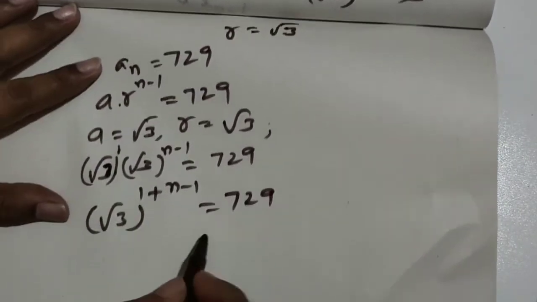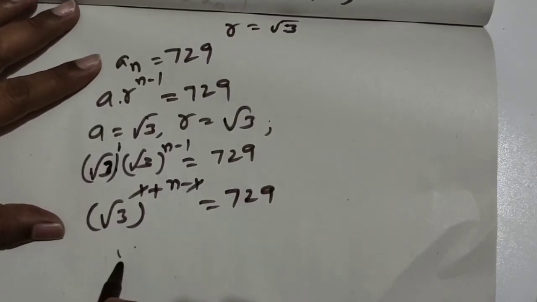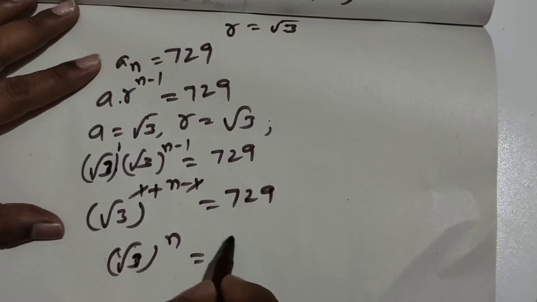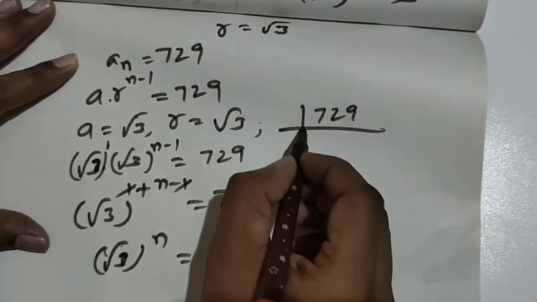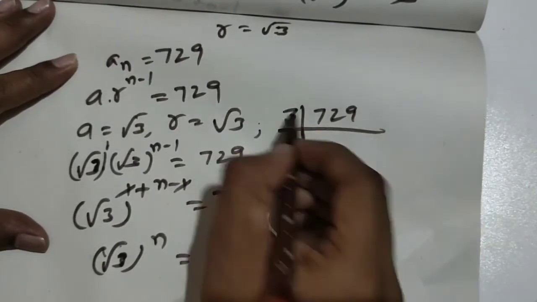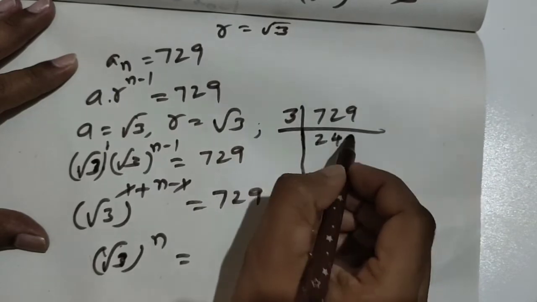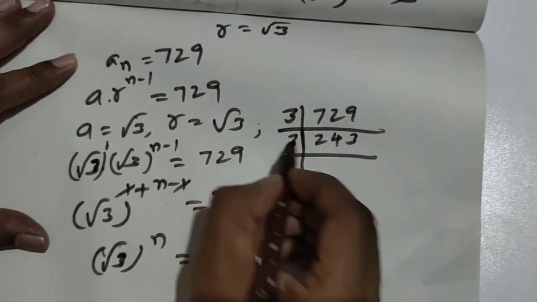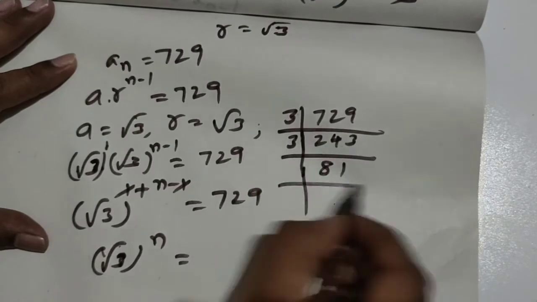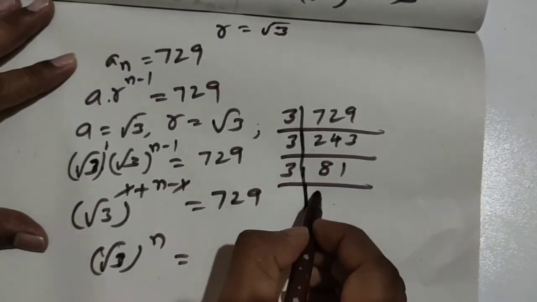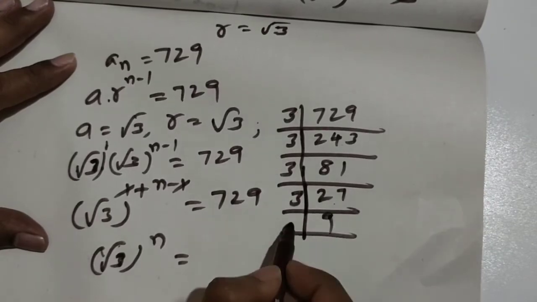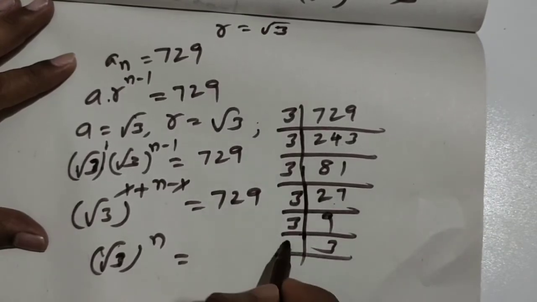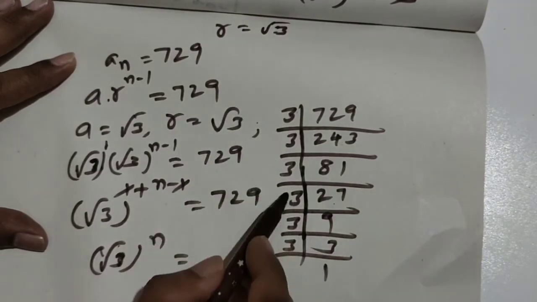Here plus 1 and minus 1 get cancelled. Root 3 whole power n equals 729. So we can factorize 729 by using the prime factorization method. We can write 3 twos are 6, 3 fours are 12, 3 threes are 9, 3 eights are 24, 3 ones are again 3, 3 twos are 6, 21 balance, 3 sevens are 21, 3 threes are 9, 3 ones are 3. How many 3s? 1 2 3 4 5 6.